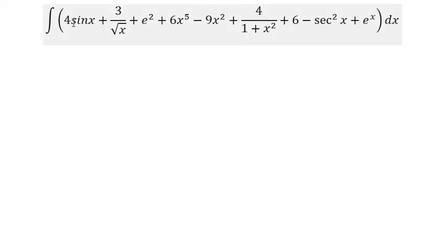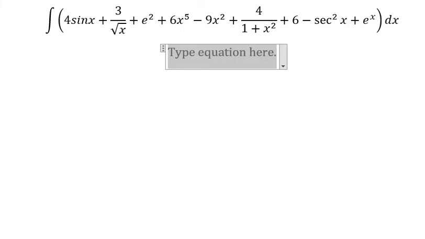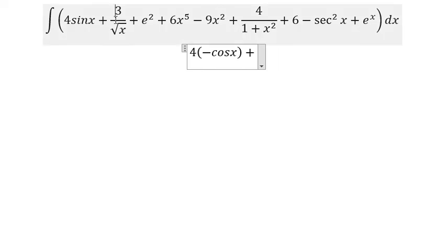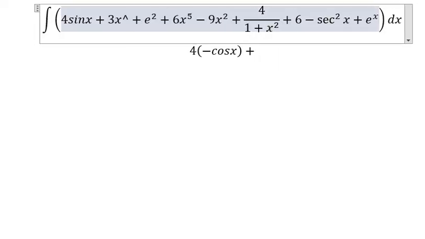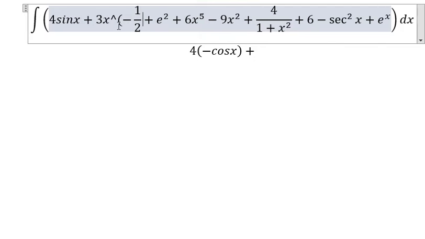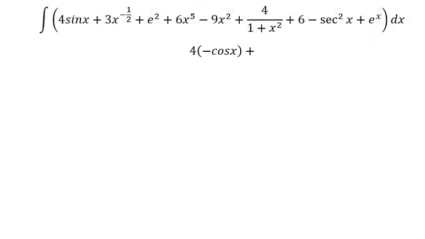The integration of sin x, you get negative cosine x. This is the formula in here. About this one, we can write it as 3x to the power of negative 1 over 2. Now, we can apply this formula in here.